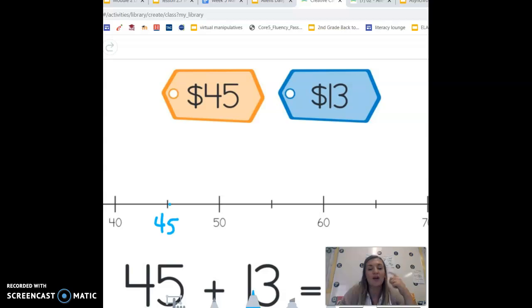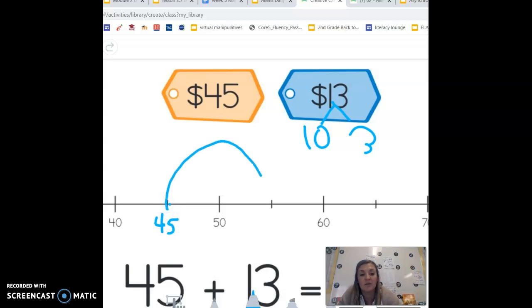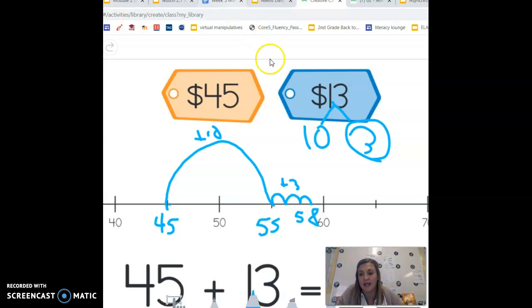Now, I want to add on 13. So I need to think about how many tens are in the number 13. I have 1 ten and then I have 3 ones. So I'm going to make a jump of 10. 45 plus 10 is 55. So I'm going to make my big jump of 10 to my 55 mark. And then I'm going to add on my 3 ones that I still have left. So I'm going to go 56, 57, 58, to get 58 as my answer.